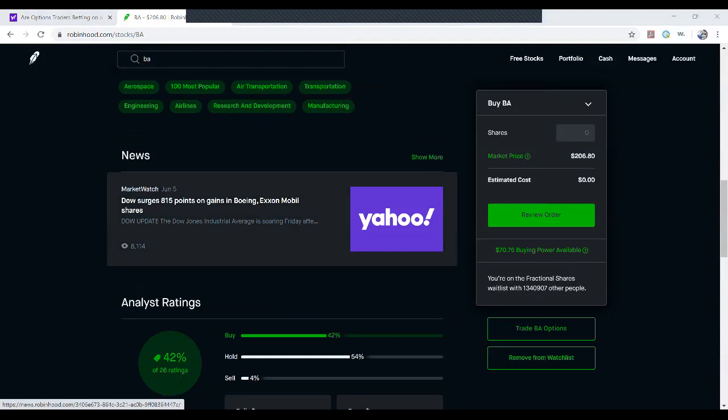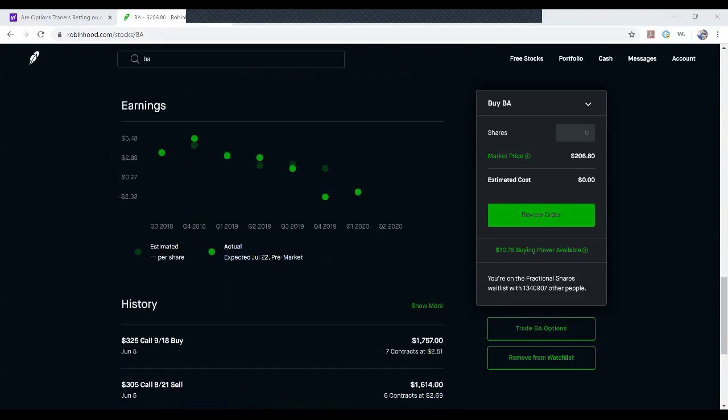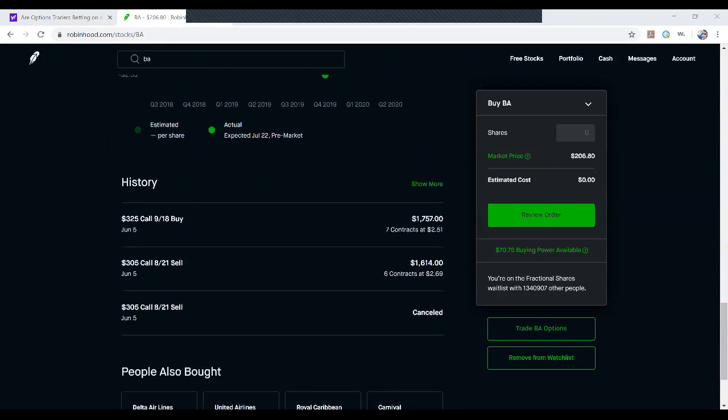When you see this, that doesn't mean that it's too late to go in on an option. That means that there's something happening, right? We have a 42% buy right here, 54% hold. You can see that people see, look, the 737 Max remains grounded for a moment, which would be an overhang. So you want to take a look. You can see that their earnings are expected July 22nd. I probably won't hold until then. It might go up, but I think their earnings might be negative. I'm not sure. It should be positive, but I think it might be because of coronavirus.